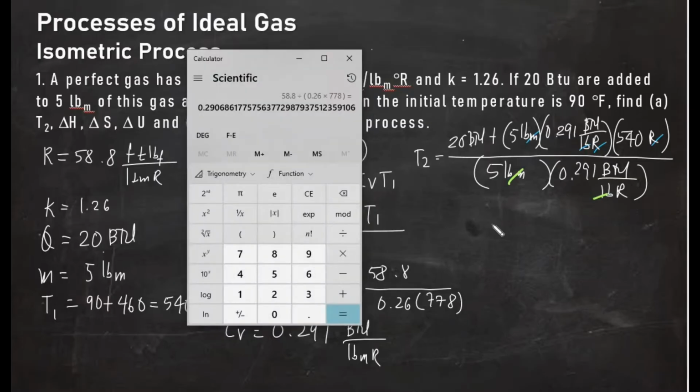Let's get our calculator and input our given. 20 plus 5 times 0.291 times 540, and then we divide that by the product of 5 times 0.291. The answer for T sub 2 is 553.75.